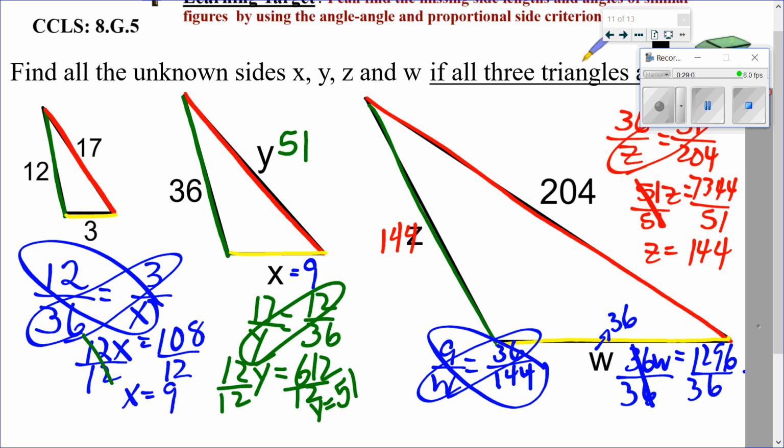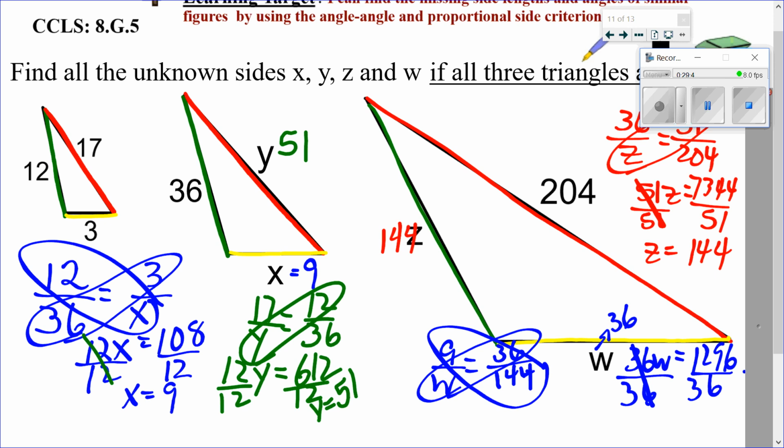I had to solve for Z, which turned out to be 144. I did 36 is to Z, they hold the same position, green to green, and 51 to 204, because I knew Y was 51, and that's red to red, and I got 144. Then we had to solve for W. I did 9 is to W as 36 is to 144, and we got W equaling 36.